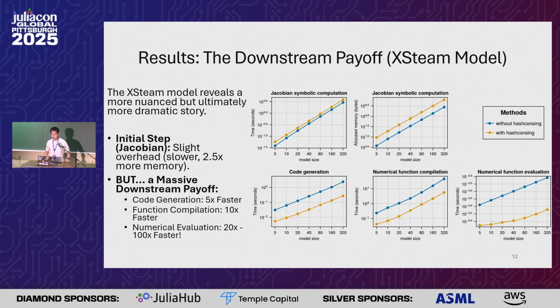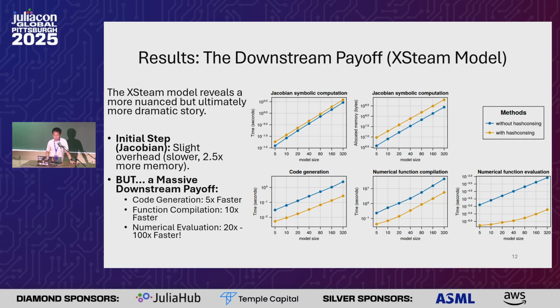The XSteam results are a bit more interesting. Initially, hash consing added a small amount of overhead. The yellow line here is the one with hash consing, and we can see the small amount of overhead. But the compiler was able to leverage its shared structure to produce incredibly optimized code. Code generation was 5 times faster, as shown in this plot.